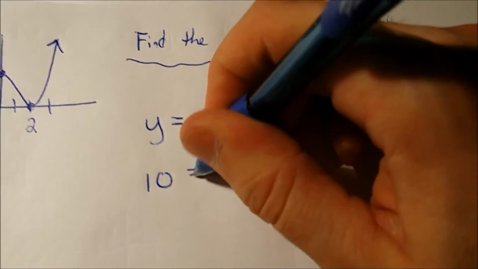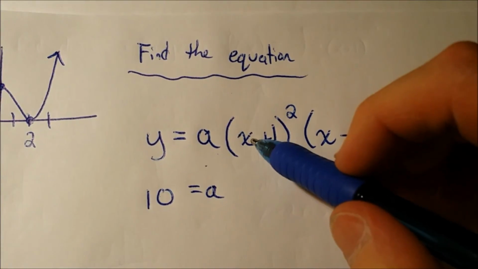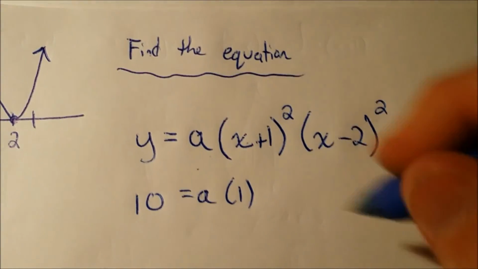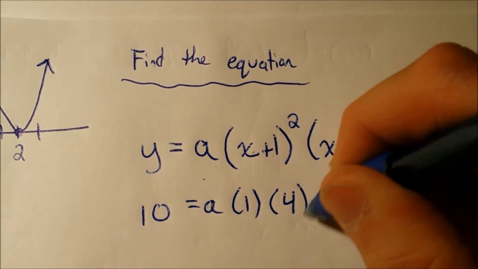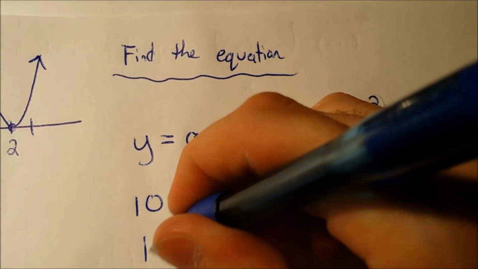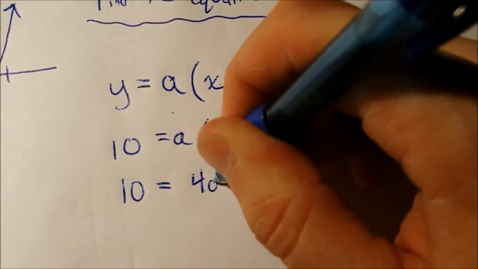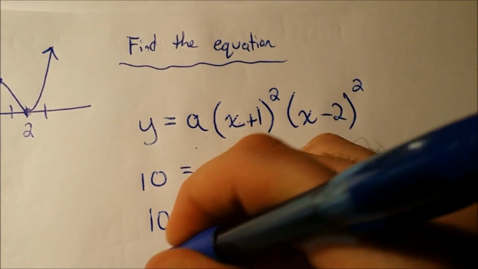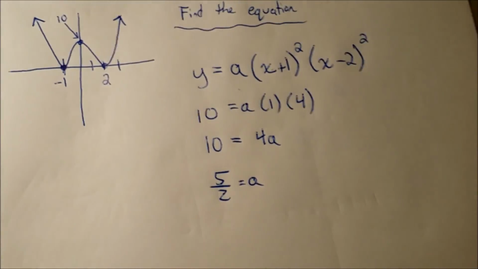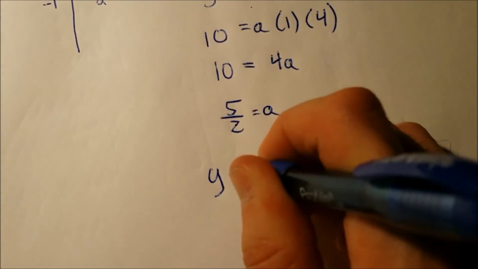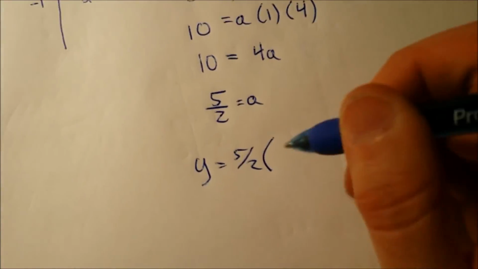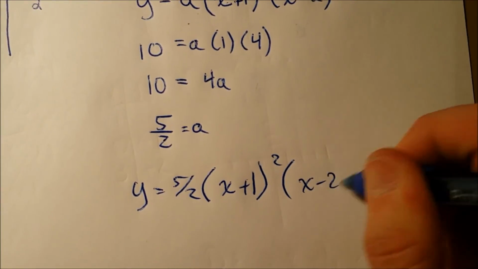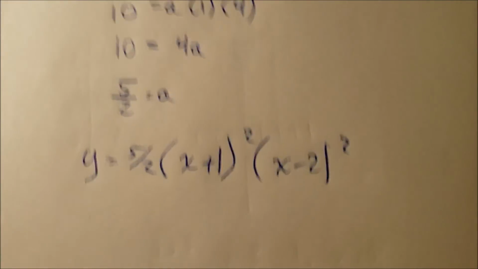So I'm going to write 10 equals a. Plug in 0 for x, so 0 plus 1 squared is still just 1. And then 0 minus 2 squared is going to be 4. So I get 10 equals 4a, and just about done. I'm going to get 5 over 2 when I divide both sides by 4. So final equation. Okay, and that's the final equation.